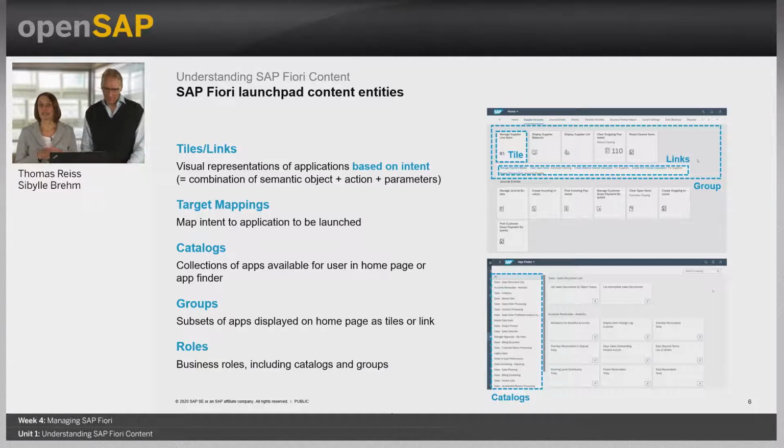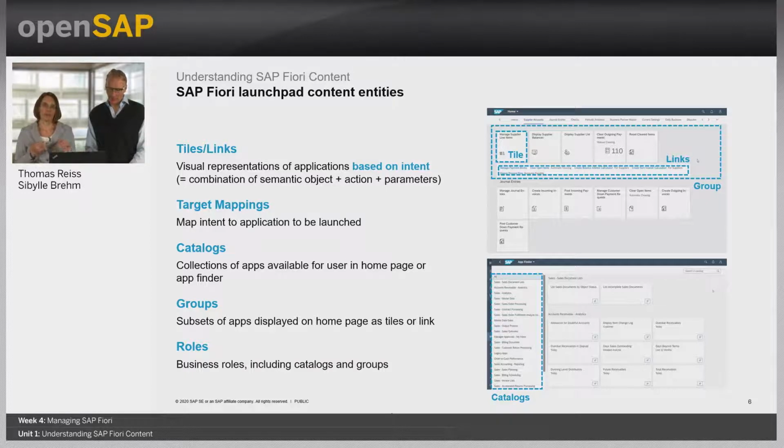The tiles and links are not tightly coupled to the app that they launch. Instead, a tile or link is just based on an intent, which is a logical way to indicate what should happen next. An intent is a combination of a semantic object, for example, a sales order or an invoice, and an action, like create or edit. So the tile or link just contains the intent which defines what should happen, such as display sales order or edit invoice. To execute the intent, another content entity is needed, the target mapping.